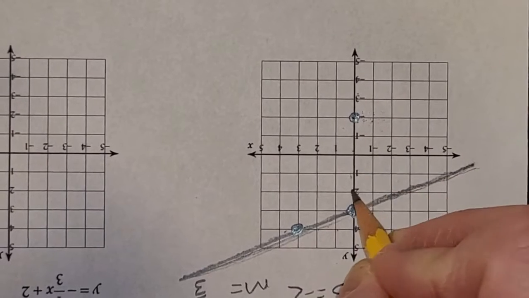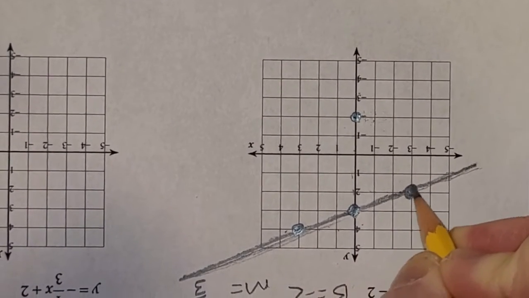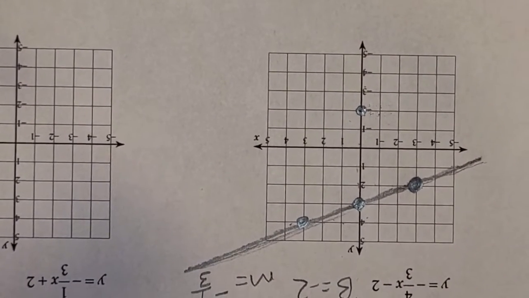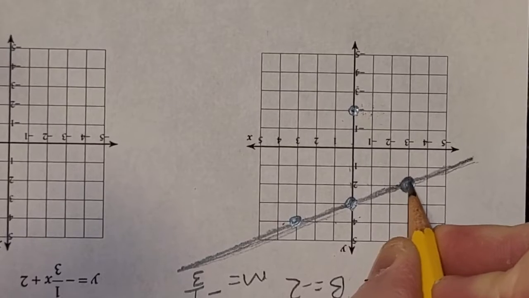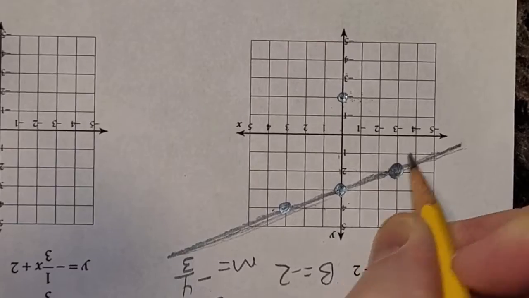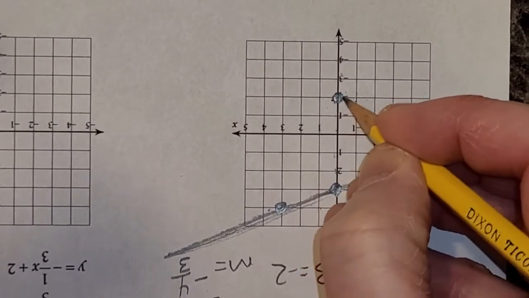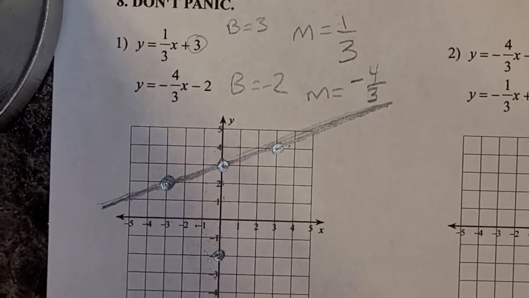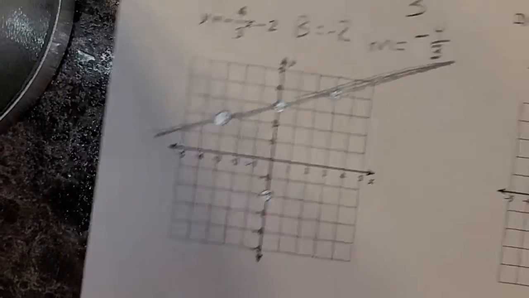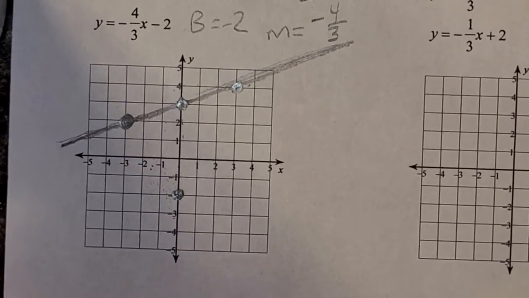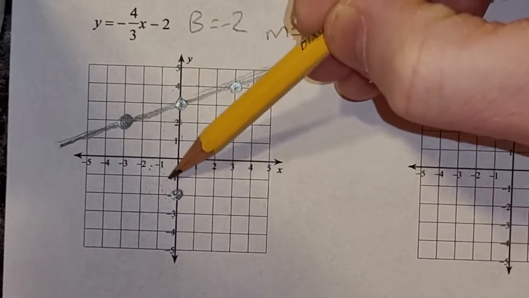Down 4, right 3. Now, if you made your first line accurately, which we did, this point may be on that line. Like this one is. It might be on that line, and that's okay, because that's all we're doing right now today, is we're just going to graph the two lines, and in every case, I hope every case, you should be finding that the lines intersect. So there's the 2 points.